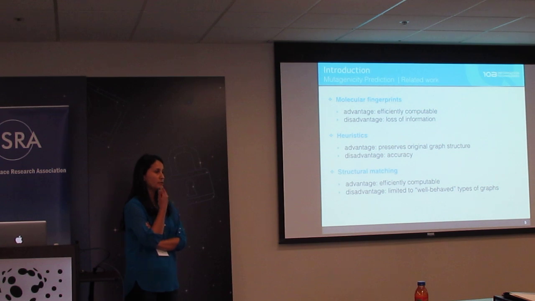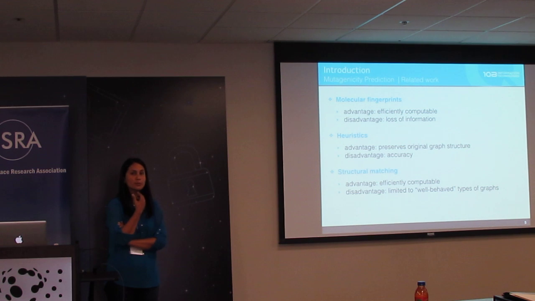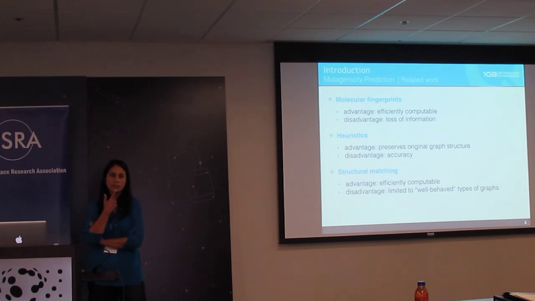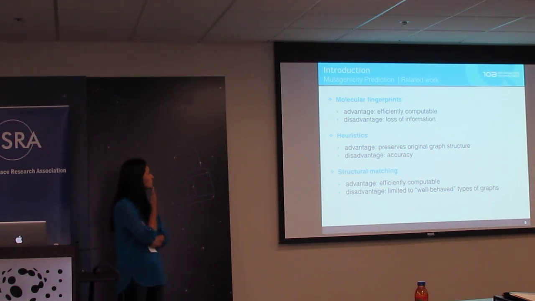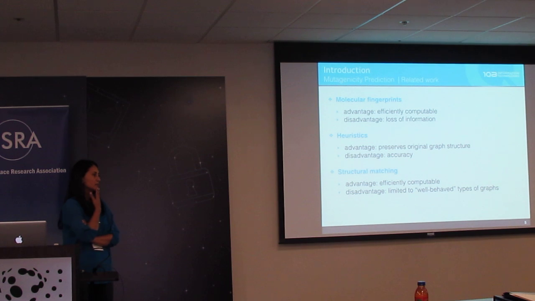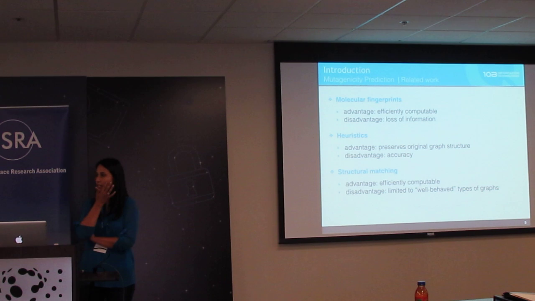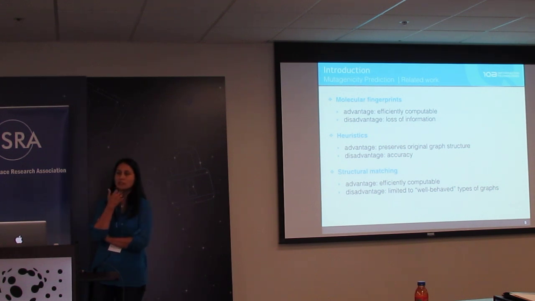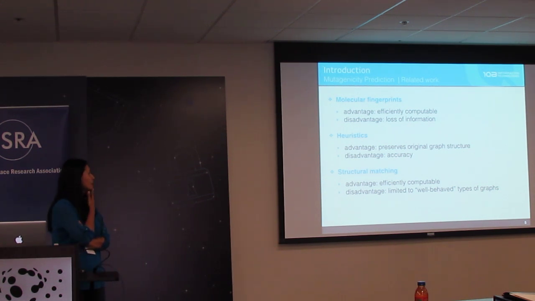They are very effective computationally. They are fast. However, they lose a lot of information of the molecules because they reduce this problem to a vector. Then we have the traditional methods of using heuristics, but these are just approximations. So the advantage is that they can preserve the original structure of the graph, so they don't lose information. But they have problems with accuracy.